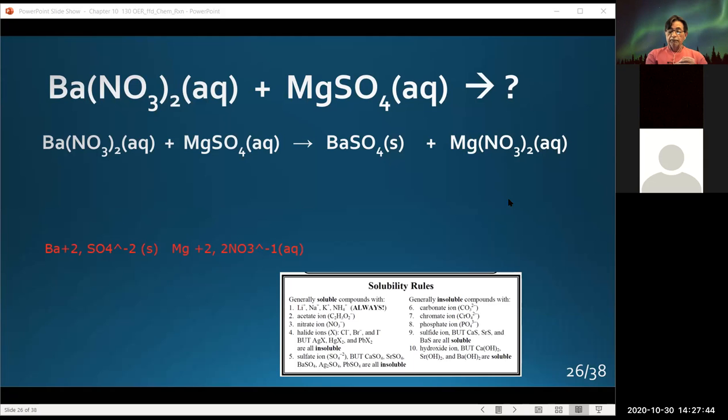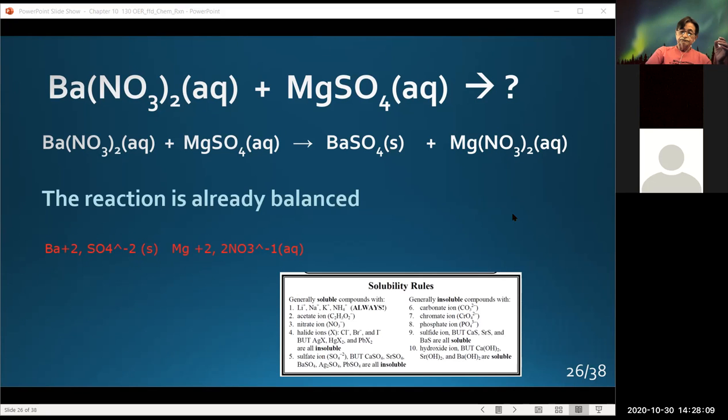You got one barium on the left side, one barium on the right side. I got 2 nitrates on the left side, and guess what? I got 2 nitrates on the right side. Okay. I got 1 magnesium on the left, 1 magnesium on the right, 1 sulfate on the left, 1 sulfate on the right. Just by default, this thing just balanced out. All right, so we get a positive reaction when we combine barium nitrate and magnesium sulfate.